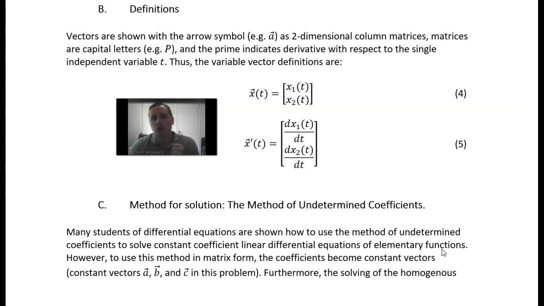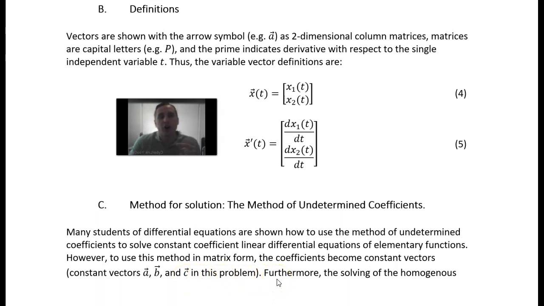So either a trigonometric function, an exponential function, or a polynomial, or some combination of those functions, some multiplication of those functions. However, if you're going to use this method in matrix form, the coefficients are now constant vectors. So that is constant vectors A and B and C vector in this problem.